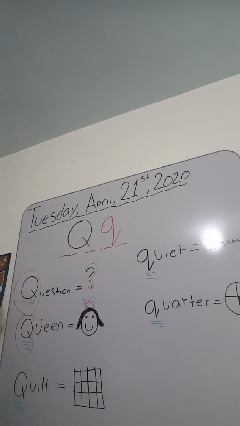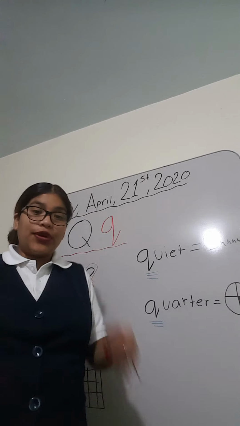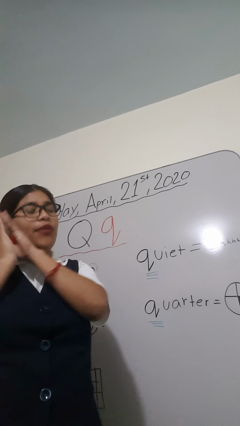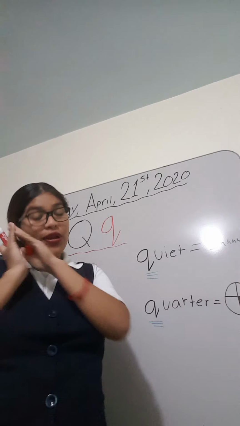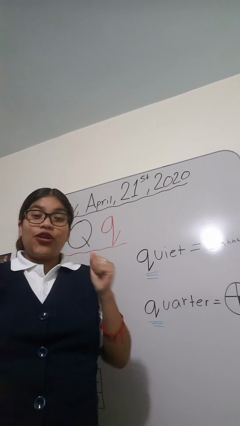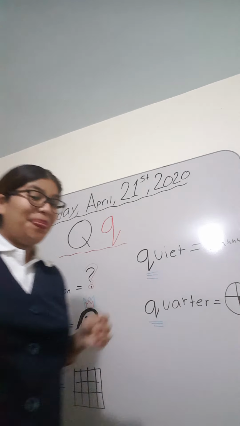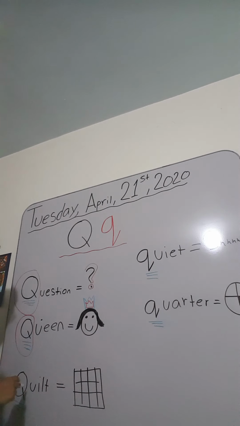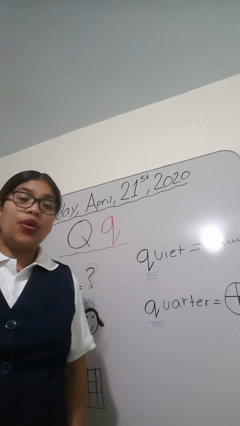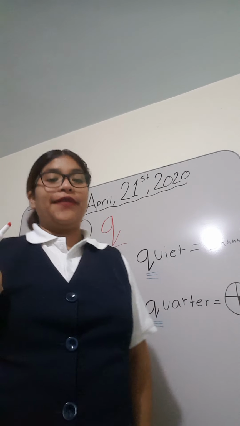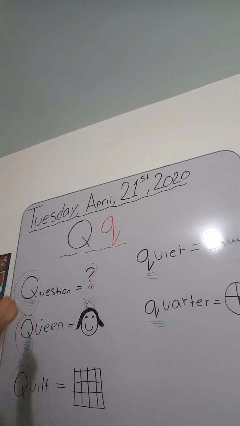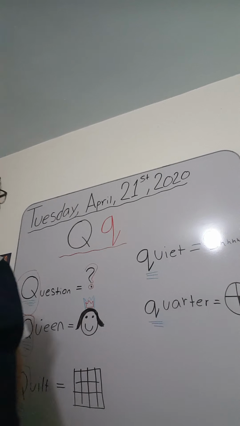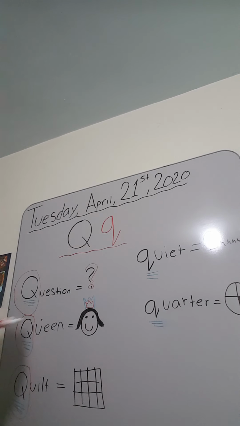The next picture, we have a quilt. What's a quilt? It's like a little blanket that you use to cover yourself when you're cold or when you go to bed, like when you're gonna go to sleep. You cover yourself with a quilt, so you're not cold at night. Okay. So we have it as quilt. What's the first letter? Letter Q. And what's the sound of the letter Q? Quilt. Very good.